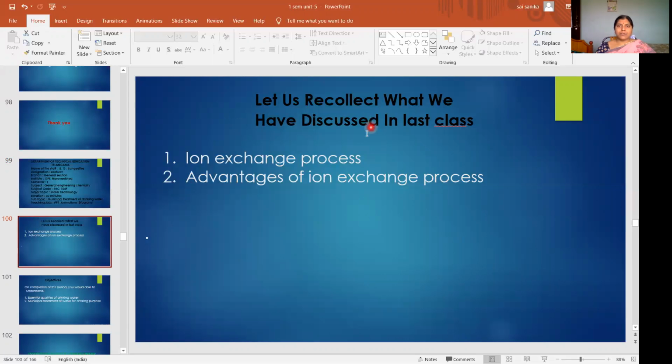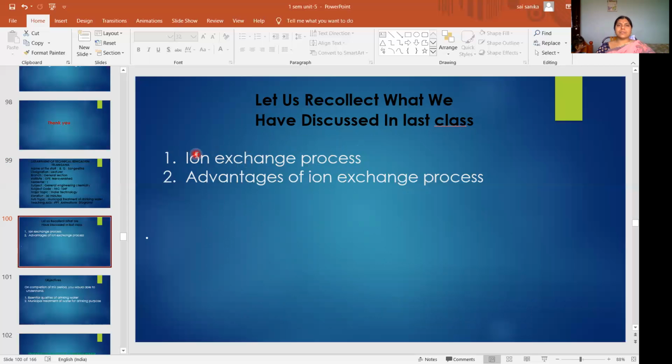Let us recollect what we have discussed in last class. We discussed the ion exchange process and advantages of the ion exchange process. So what is the ion exchange process? This process is also called the demineralization process. Here, total ions, that is cations and anions, are removed from water. That is, total mineral salts are removed, so that's why it is called the demineralization process.